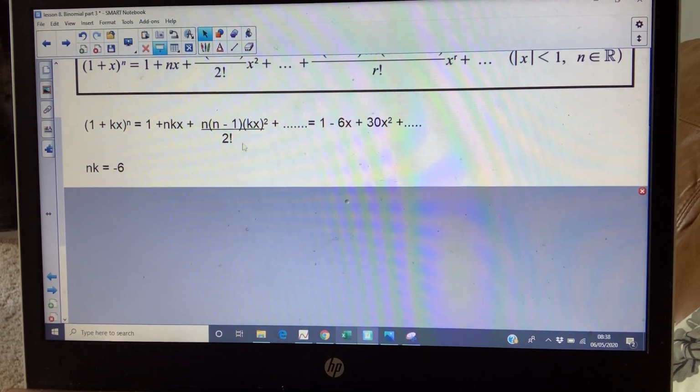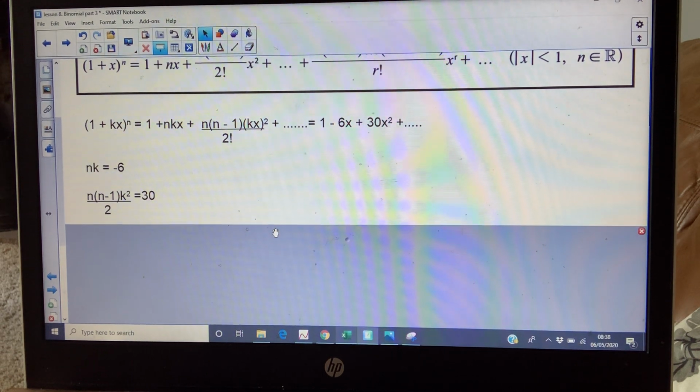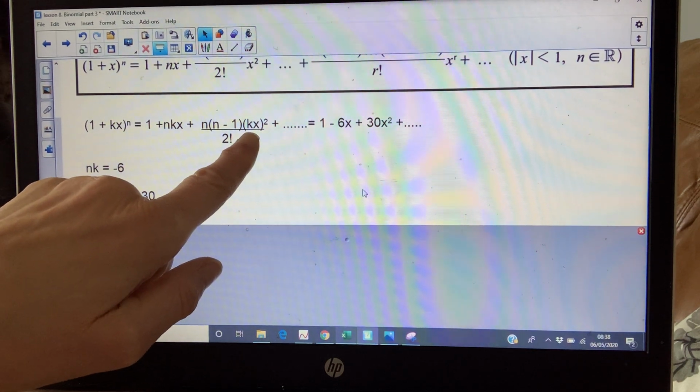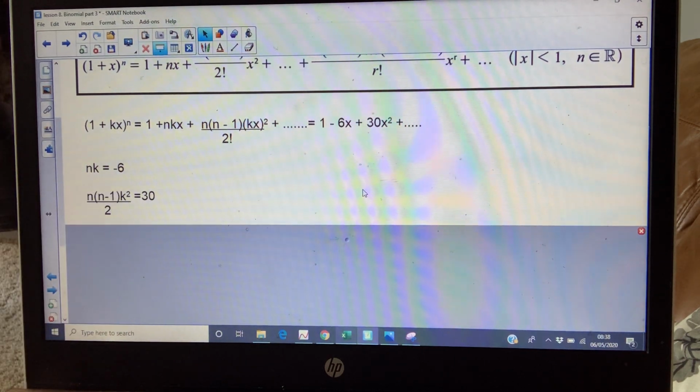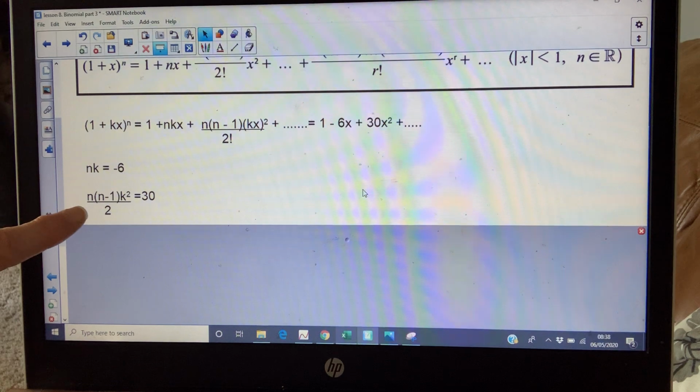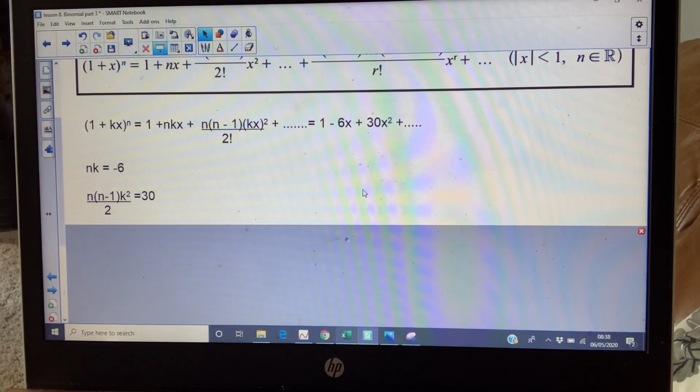So I'm now going to compare my coefficient of x squared. So I need to sort this out a bit. What I've done is I've squared the whole of kx, giving me k squared x squared. So my coefficient of x squared on the left will be n bracket n minus 1 times k squared all over 2, and that's going to equal 30, because that's the coefficient on the right.